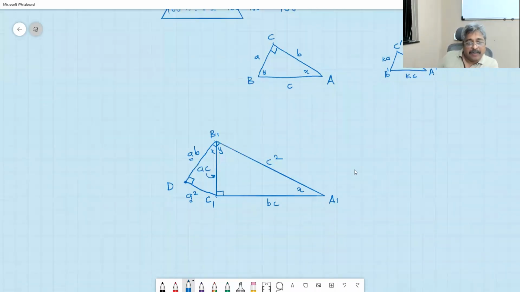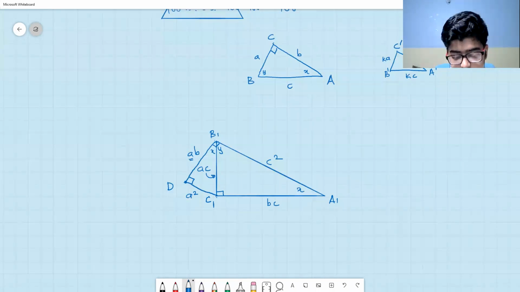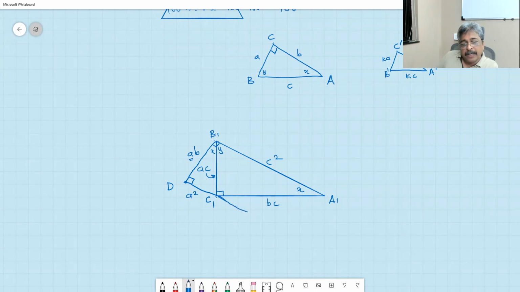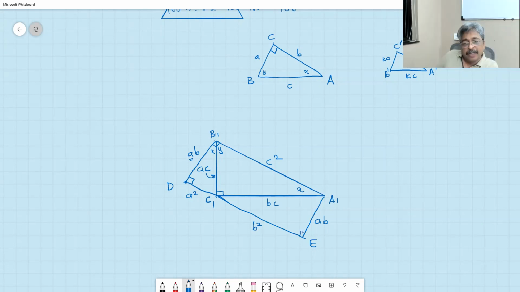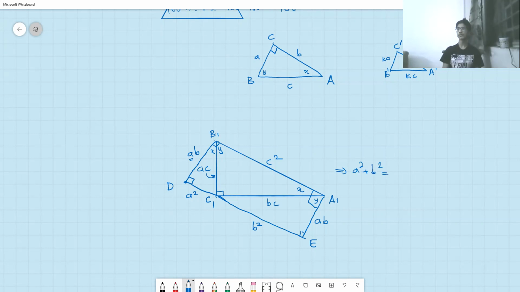Now X plus Y is 90, therefore this is also 90, this is 90. And now the multiplier is B. So the hypotenuse becomes BC. Do you understand? Yes, sir. And therefore we should construct a similar triangle like this with proportionality constant B. Therefore this will become AB and this will become B square. This is 90 degree. And this is X, this is Y, therefore this is 90 degree. Therefore A square plus B square is equal to C square.